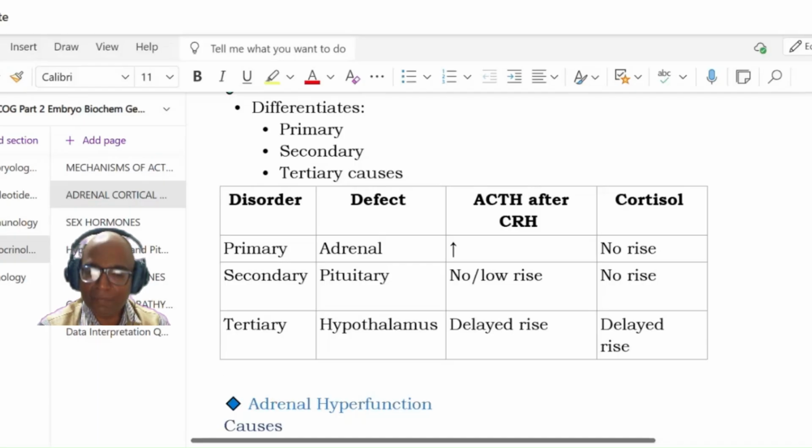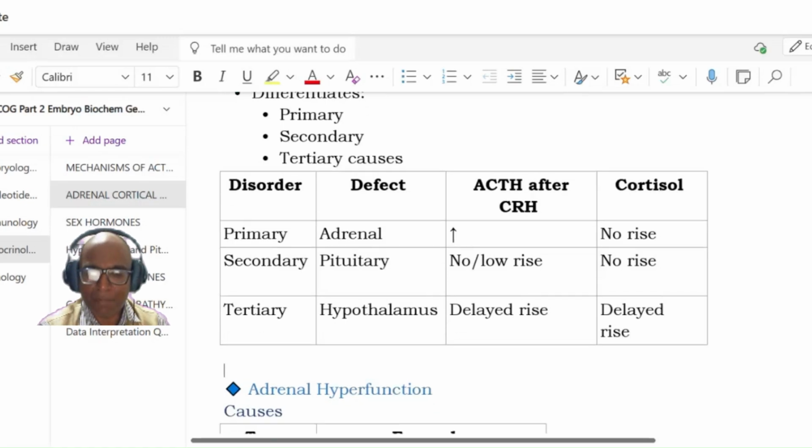So CRH will stimulate the pituitary, so ACTH will increase, but the adrenals are at fault, so cortisol will not increase. Now coming to the secondary, that means the pituitary is at fault. If you give the CRH, there will be no increase in the ACTH, or there may be a very low rise of the ACTH, and there is no rise of the cortisol. Now, if the hypothalamus is at fault and you give CRH artificially, what will happen? ACTH will increase, but there will be a delayed rise because it is a chronically inhibited pituitary. So there will be a delayed rise, and cortisol will also show a delayed rise. That means the hypothalamus is at fault.